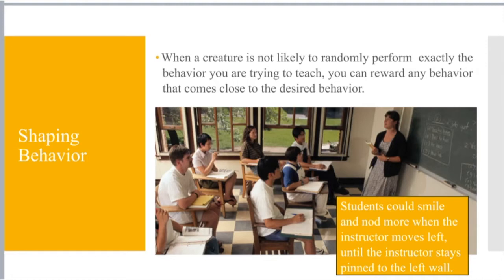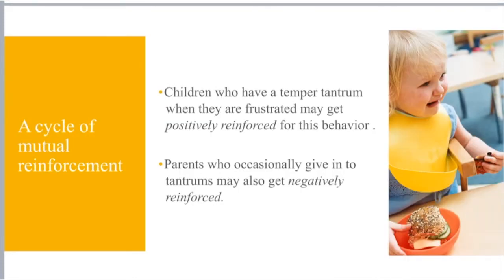These reinforcements serve as a command: do this and you get this. We also know that there are cycles of mutual reinforcement. I'm going to look at this real quick, but I'm going to ask you, what is an example of a positive reinforcement or a negative reinforcement in this situation? Children who have a temper tantrum when they are frustrated may get positively reinforced for this behavior. Parents who occasionally give in to those tantrums may also get negatively rewarded. So think about that. Pause this real quick. What would an example of a positive reinforcement be? What would be an example of a negative reinforcement in this situation?